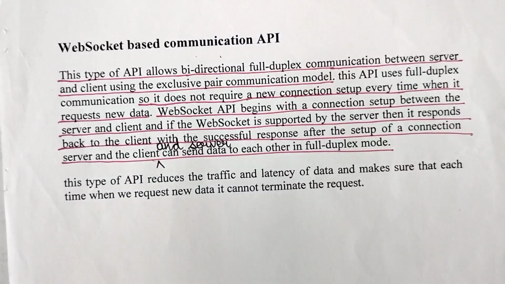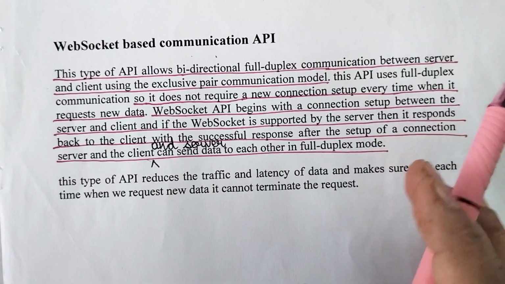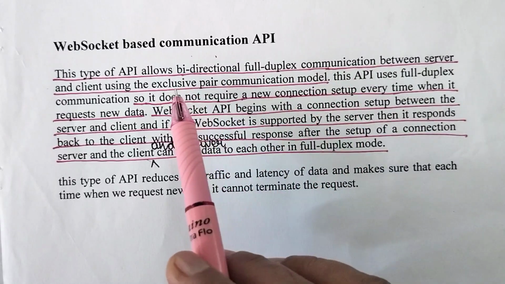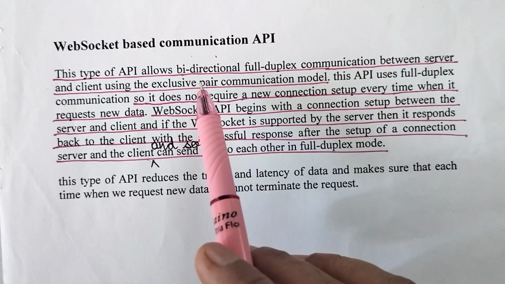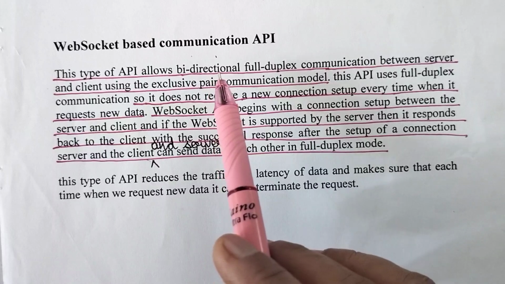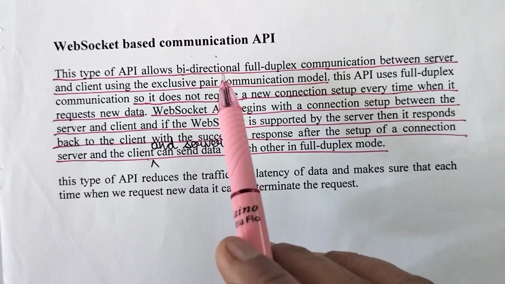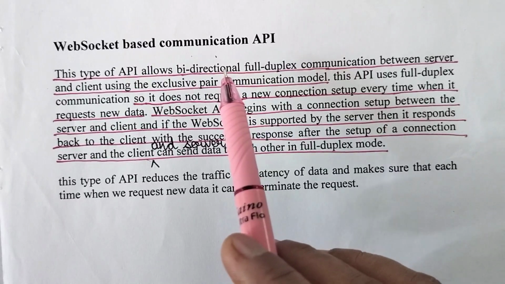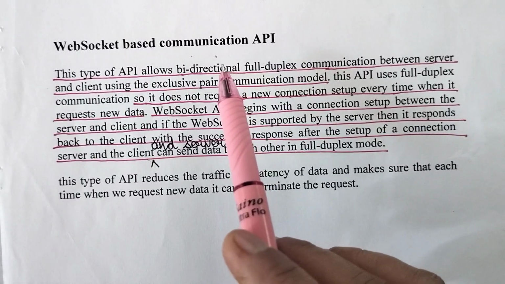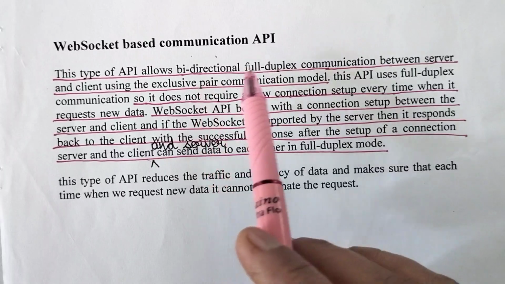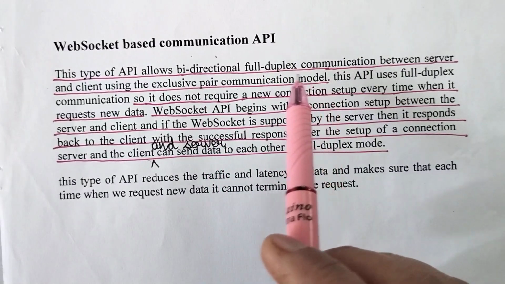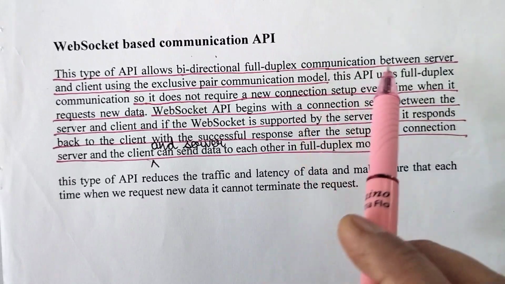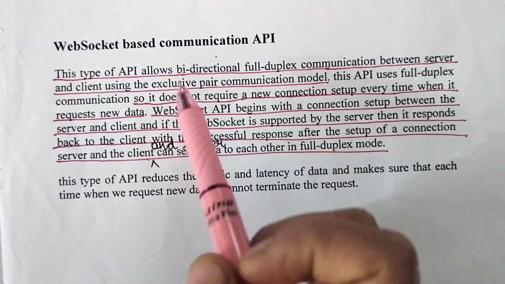So, WebSocket based communication APIs basically allow bidirectional full duplex communication. Bidirectional means the data can travel at the same time in both directions. One party can both send and receive data at the same time. So, it does not have to wait to send its data while it is receiving, or wait to receive its data while it is sending. It can both send and receive at the same time, and it is full duplex communication wherein both the parties can send and receive data between server and client using exclusive pair communication.